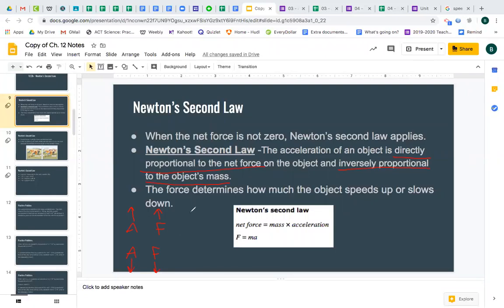On the flip side, if we're talking acceleration and mass, if my mass goes up, if I increase the mass of an object, it's going to accelerate less given the force. Or if I increase the acceleration on an object, it would have to have less mass.